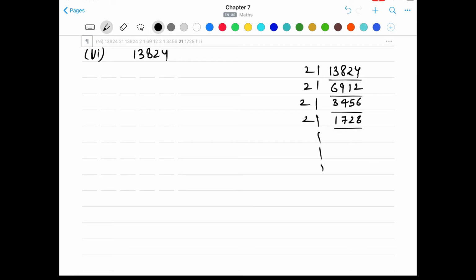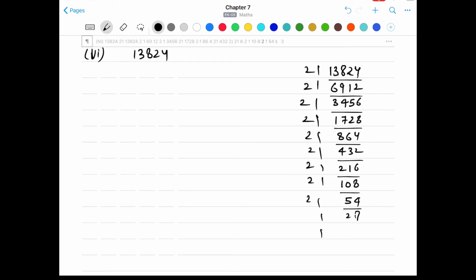Again dividing by 2, we'll get 864. Again dividing by 2, we'll get 432. Once again dividing by 2, we'll get 216. Let's extend this line. Again we'll divide this by 2, we'll get 108. One more time dividing by 2, we'll get 54, and now we'll get 27.